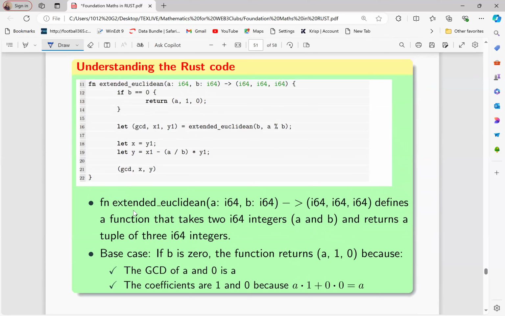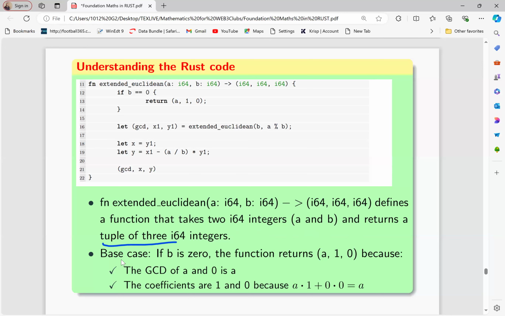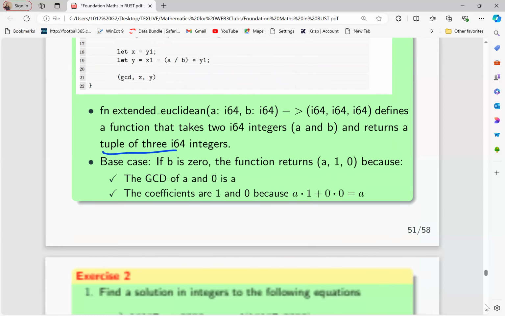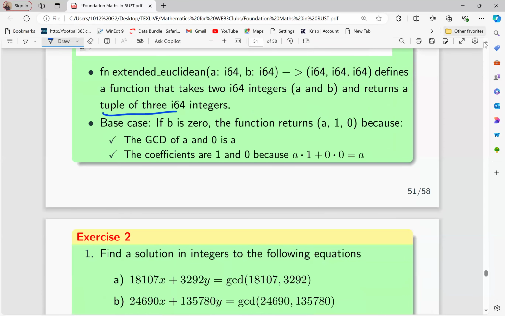Now, so this is what it is. It says the function extended Euclidean defines a function that takes two i64 integers, A and B, and returns three values which are all i64 integers. So the best case, if B is 0, I've already explained that, the function will return this, where the GCD is A, and the coefficients are that. I've not included an example.